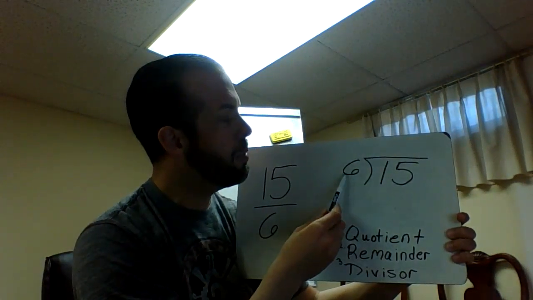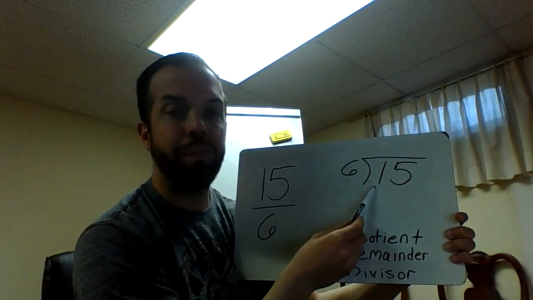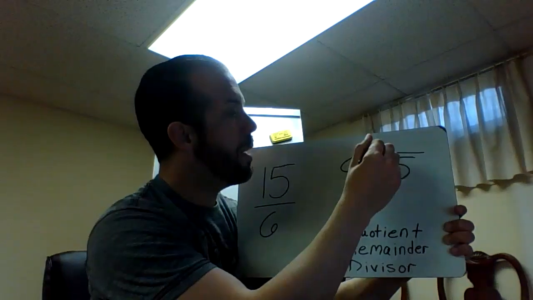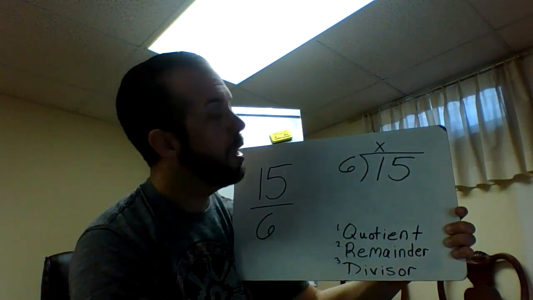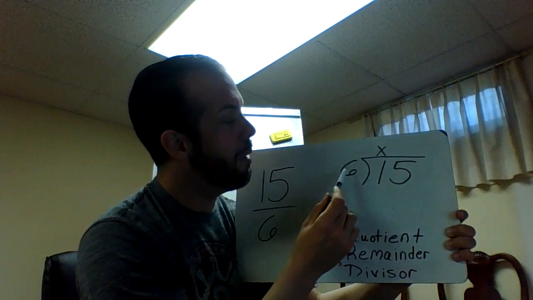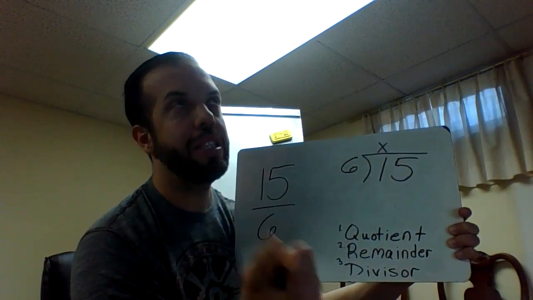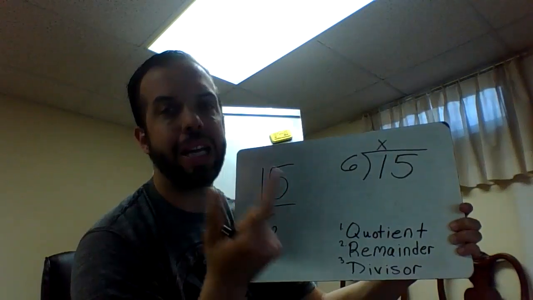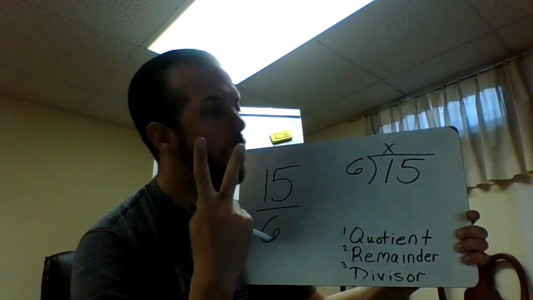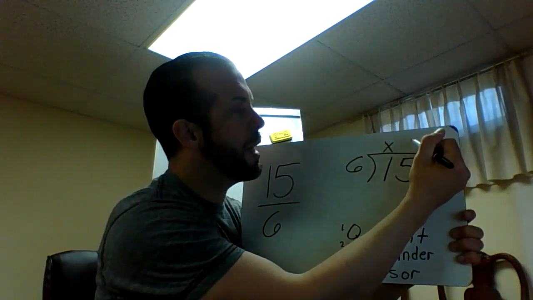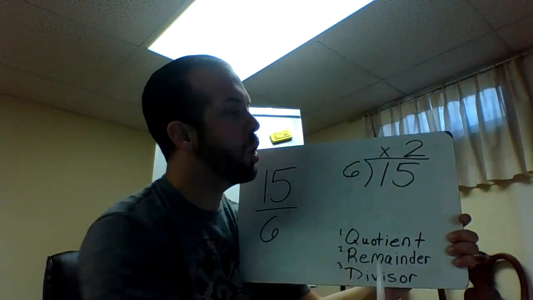How many times does 6 go into 1? It doesn't, so I'll put that placeholder above my 1. So I'm going to move to 15. How many times does 6 fit inside of 15? 6, 12, and I can't go past 12. So it fits in there twice, and my 2 goes over my 5.